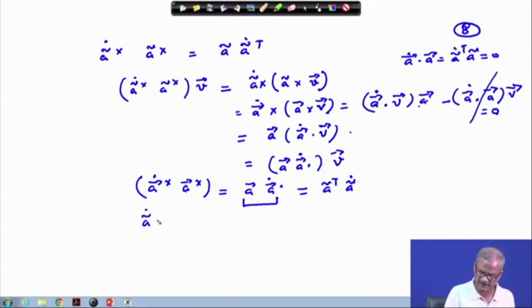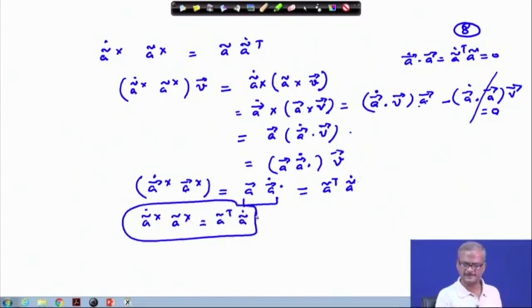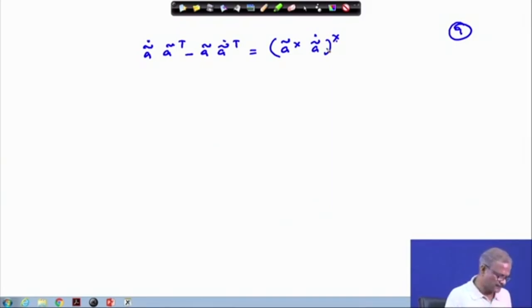So, this way we have proved that A tilde dot cross A tilde cross will be equal to A tilde transpose times A tilde dot. So, if we use this technique, we will be able to prove many such identities. So, next we have the next identity, A tilde dot times A tilde transpose minus. Actually, these identities are required while we deal with getting the reverse thing, meaning if we are looking to get A dot and phi dot from omega. At that time these things will be required. So, next we need to prove this quantity.